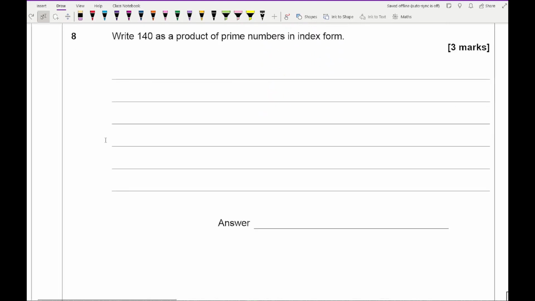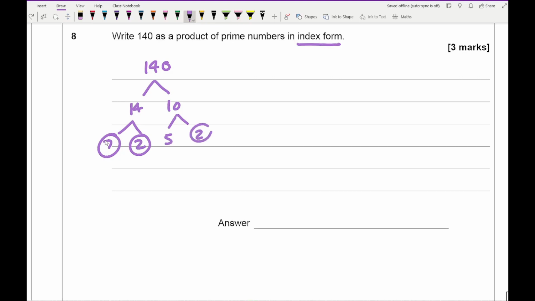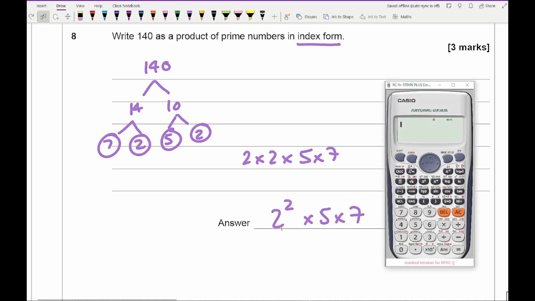Moving on to question 8, it says write down 140 as a product of its prime factors in index form. So here, if I do my factor tree, I've got 14 times 10. Neither of those are prime, so I've got 7 times 2, both of those are prime, and 5 and 2. So multiplying this out, I've got 2 times 2 times 5 times 7. So that's 2 squared multiplied by 5 multiplied by 7. Alternatively, what you could have done is done this on your calculator. If I just type in 140, press equals, then press shift and fact, and as you can see, it comes up with the answer.